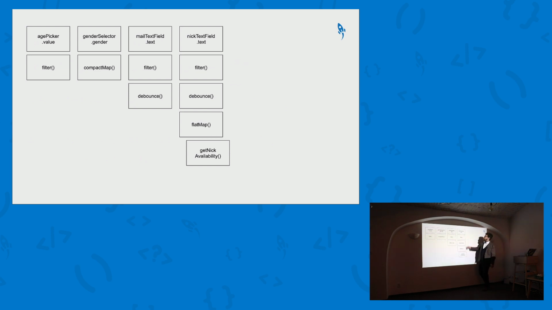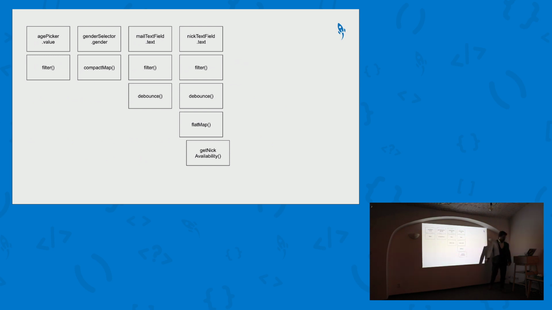And right here we have the nick text field, which is interesting because we have the filter, which is reasonable to have. For example, we wait until we have at least 3 characters to do additional logic. But then we have the debounce, and we wait half a second when the user is not entering anything. And then we use flatMap. Why we need to use flatMap is because here we call an additional stream which gets us the availability of the nick from the server.